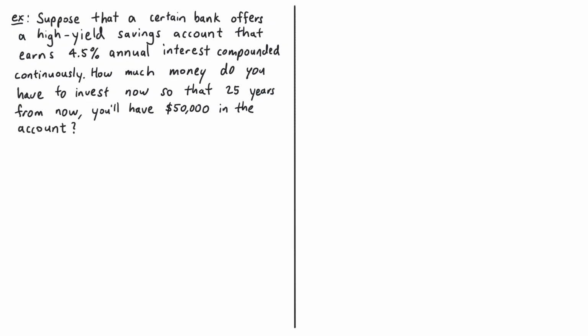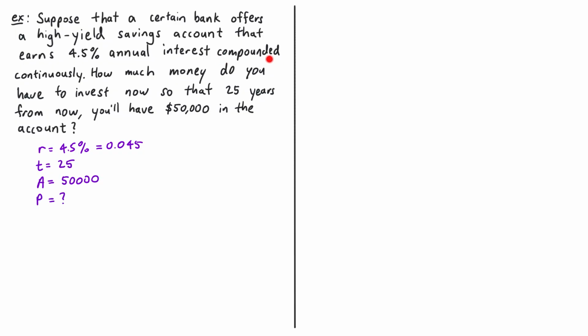Again, we'll start by writing down things that are given to us in this problem. We know that our annual interest rate, R, is 4.5%. Written as a decimal, this is 0.045. The number of years we're interested in is 25 years, so our t is going to be 25. And the amount of money that we want in 25 years is $50,000. So this time our A, our future value, is $50,000. And what's unknown to us is our present value, or our principal.